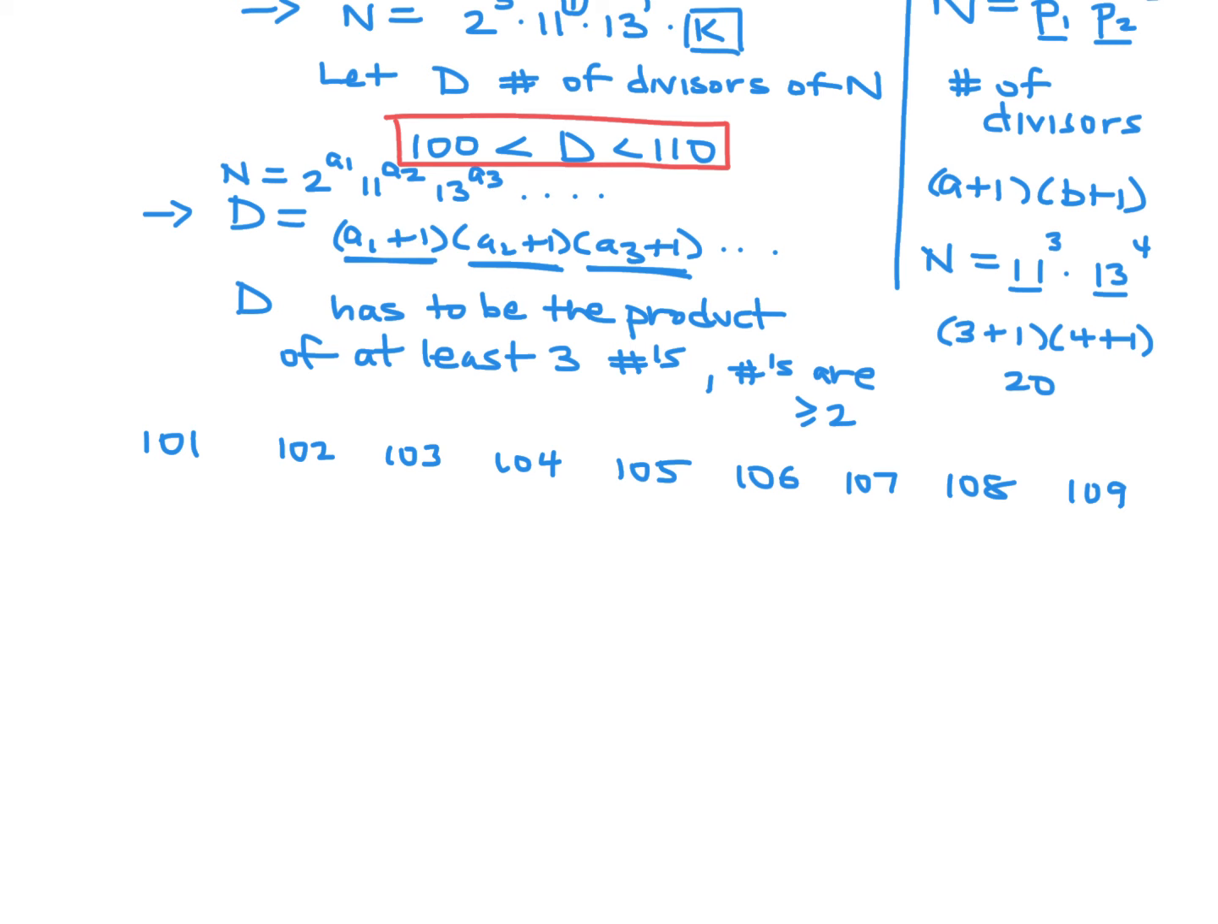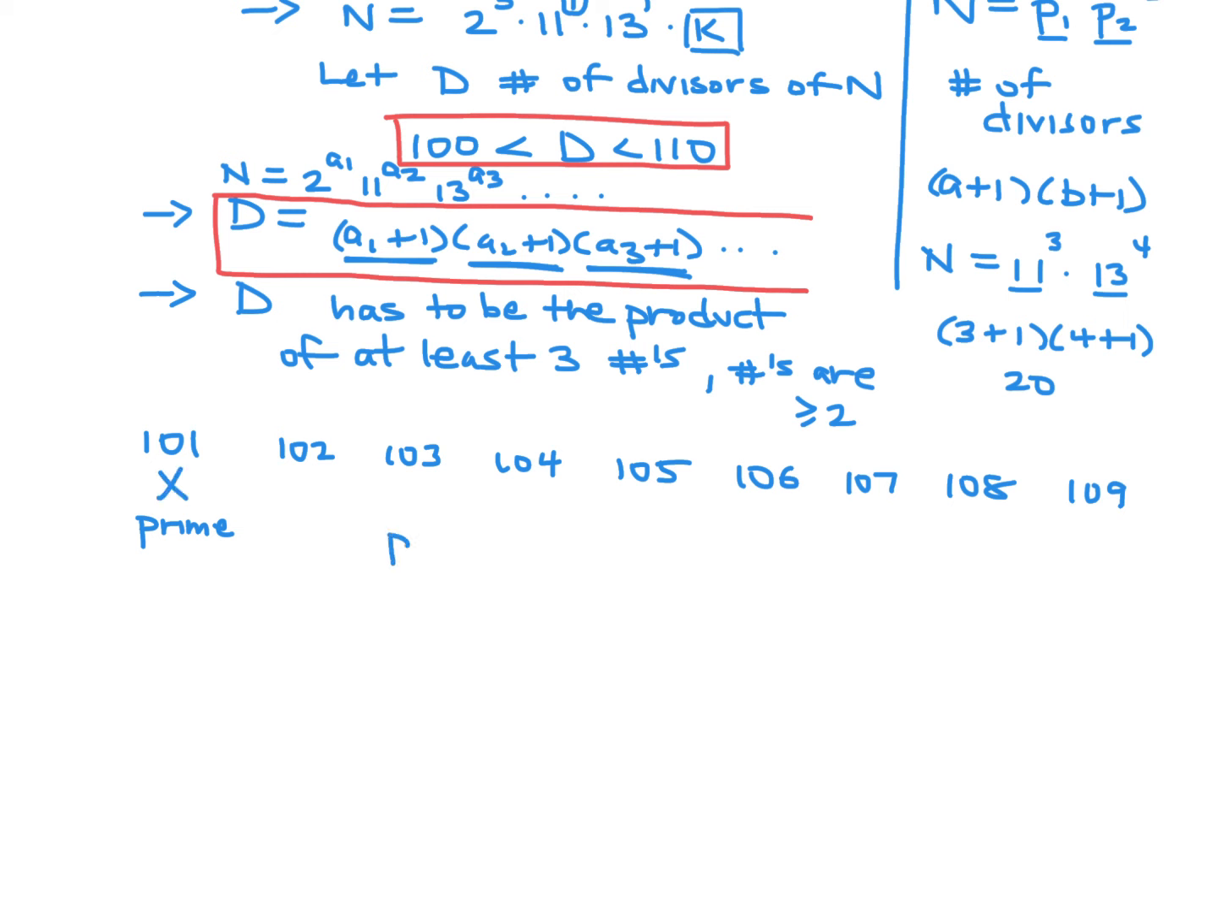Okay, so now we're going to look at that very important point. Well, 101 is a prime number, so there's no way you can make it the product of 3 numbers like this. At least 3 is actually the way of looking at it. So that one's out. Are there any other prime numbers in here? 103 is a prime, so that's out. 107 is a prime, so that's out. And I believe 109 is also prime. So that's good. We're narrowing it down.